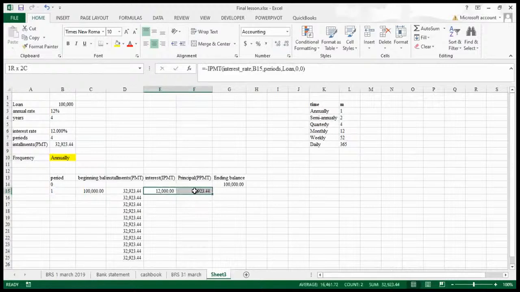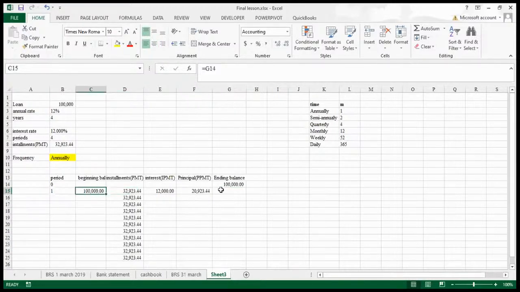If I add these two, I am getting 32,923.44. That is what is here in column D. So we've now automated those two using financial functions. How do we get the ending balance? Ending balance is the beginning balance minus the principal amount, not the interest. So my ending balance will be equal to beginning minus principal paid, not interest.